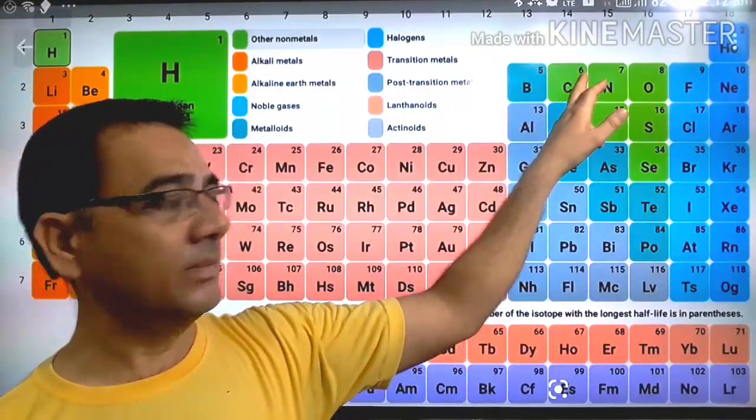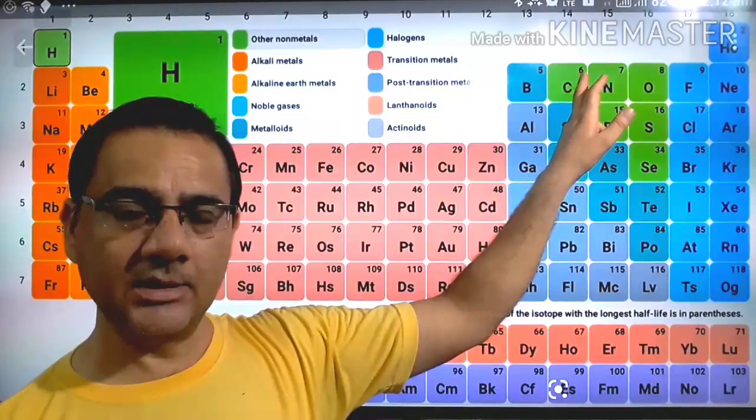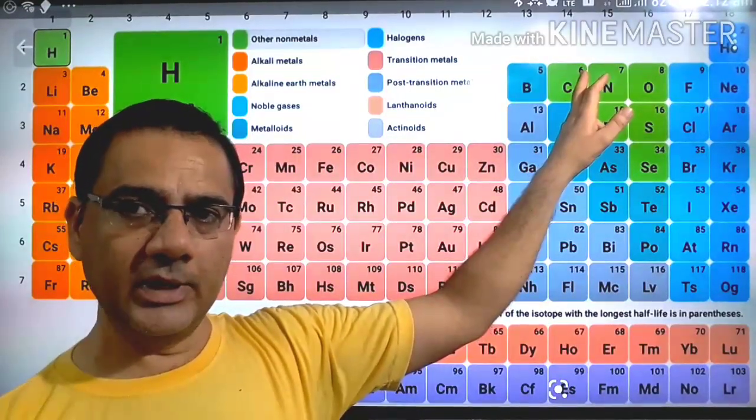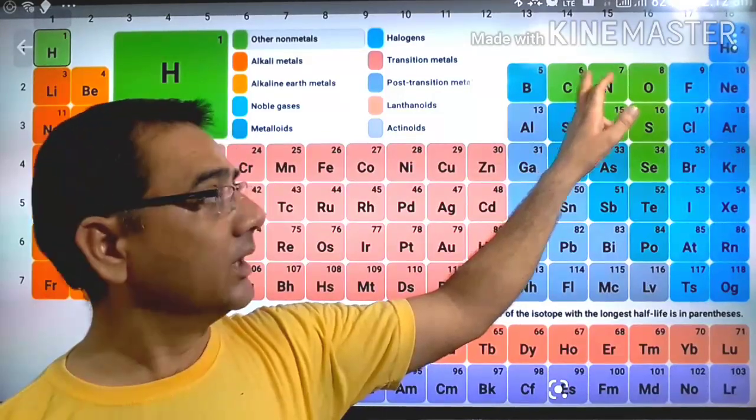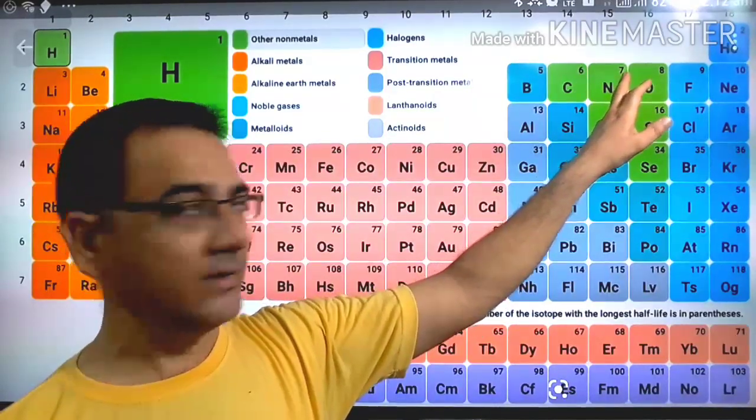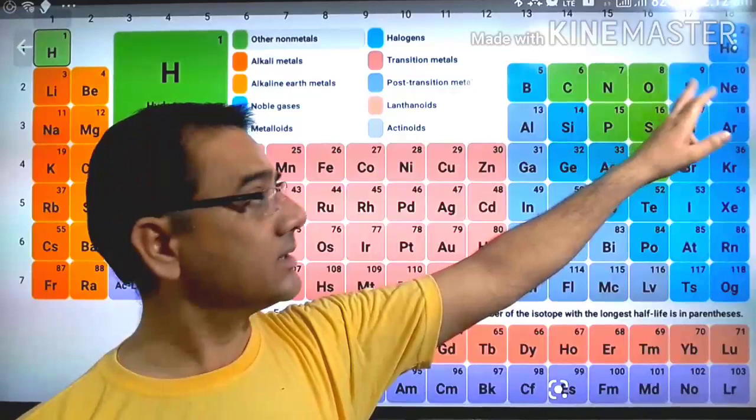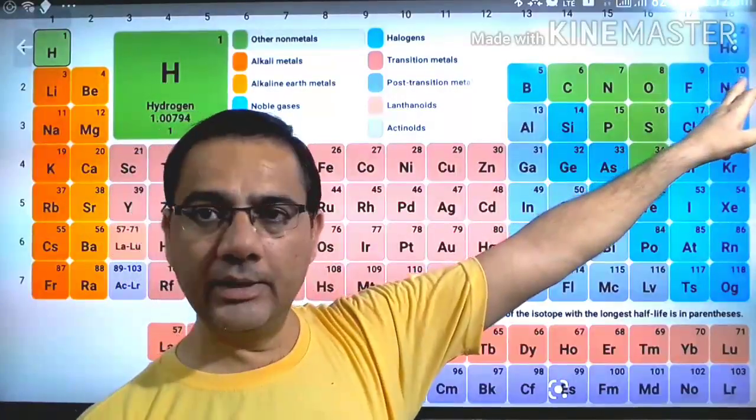Now carbon, atomic number 6, electrons 6. And if the 6 electrons are there, then how do we arrange? That is 2 and 4. Now 7, 2 and 5; 8, 2 and 6; 9, 2 and 7; 10, 2 and 8.